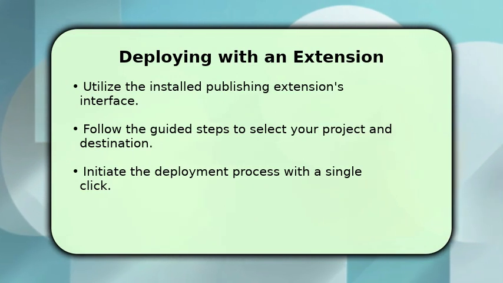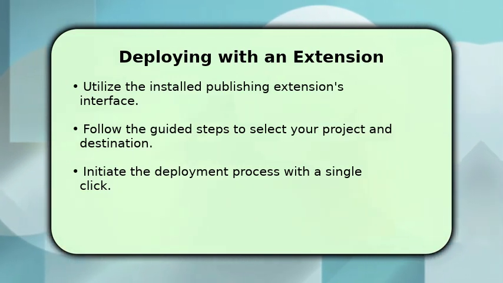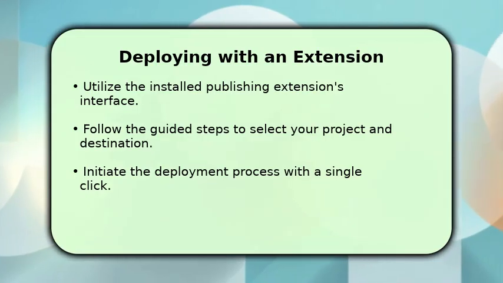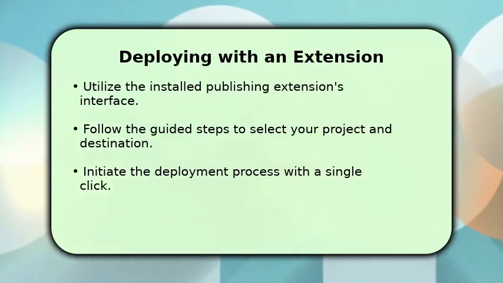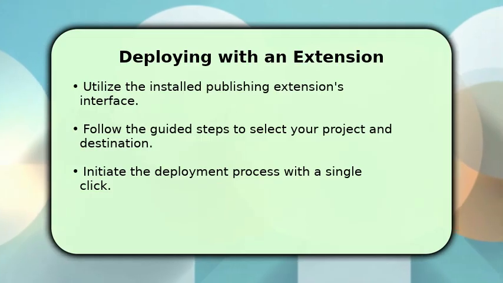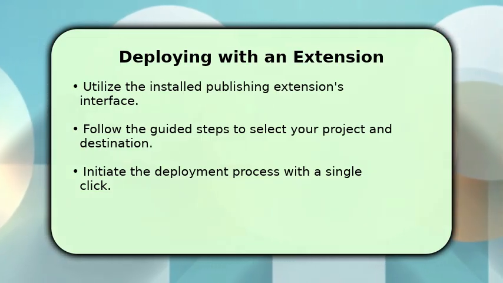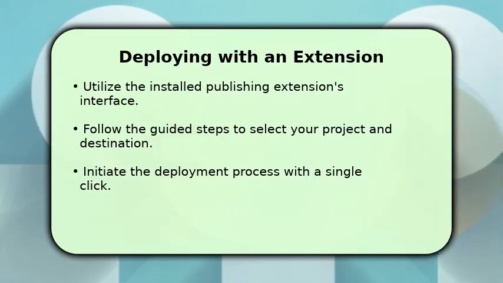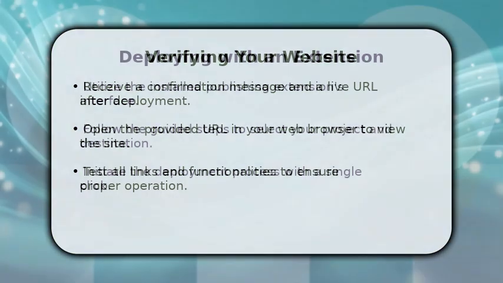Access the publishing extension from the VS Code sidebar. You will typically find an option to deploy or publish. Follow the on-screen prompts, which usually involve selecting your project folder and choosing a hosting service like GitHub Pages or Azure. Confirm your selections, then click the Publish button to begin the upload.